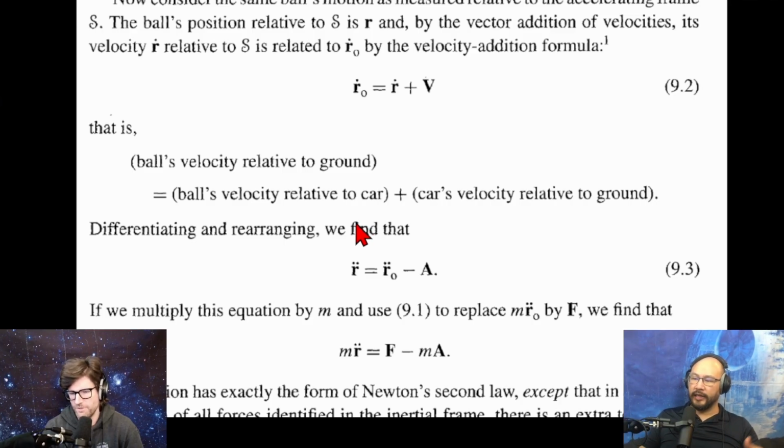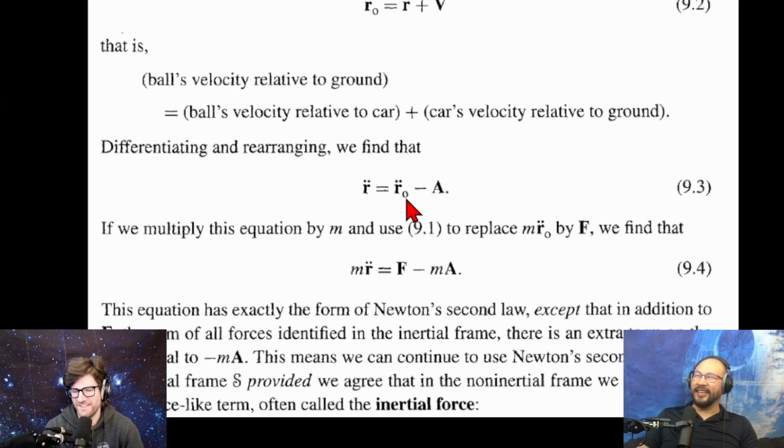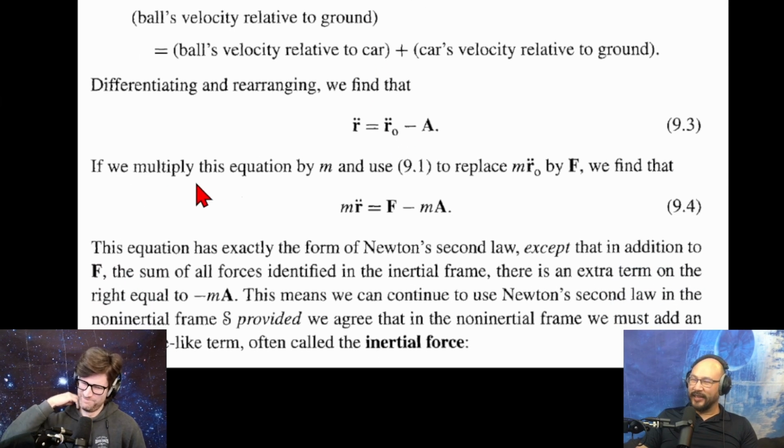I think so. And then 9.3 is you hit 9.2 with d/dt, and you get the velocity. Oh, you hit it once. Hit it once. Okay. If we multiply this equation by m, so that you get the net force equation, and replace m r double dot, not r dot squared, by F, we find this thing.